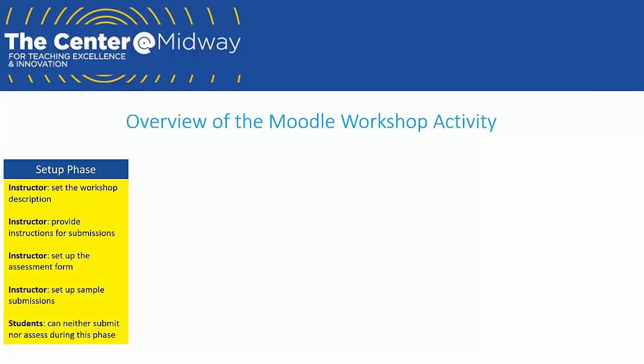Okay, there are 5 phases of the Moodle workshop activity. The first one is the setup phase. This is where you go to add an activity or resource and you add the workshop activity. In this setup phase, you can add a description of the workshop. You can add the instructions for submissions, and you set up the assessment form for the students to do their self-assessment or their peer assessment.